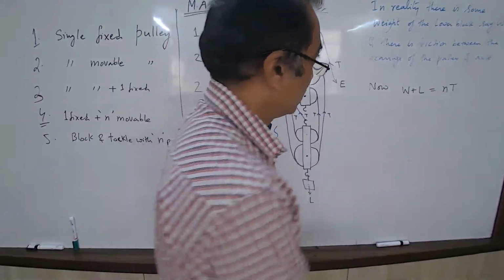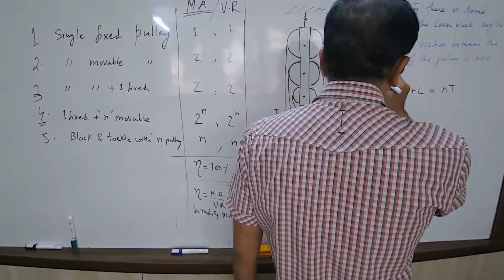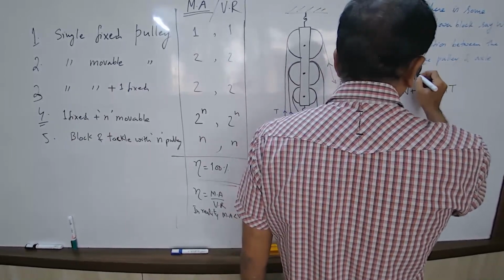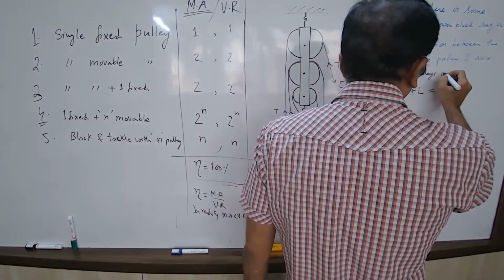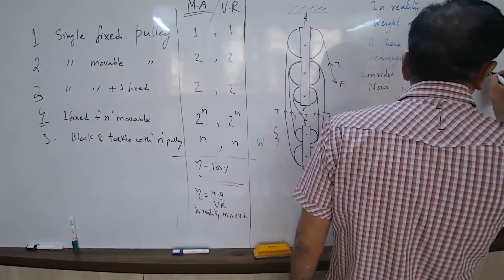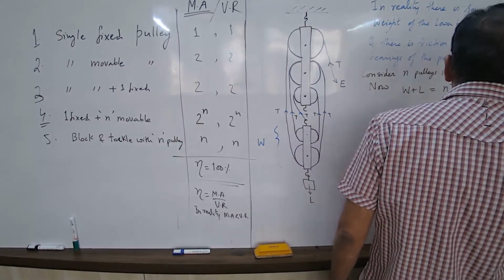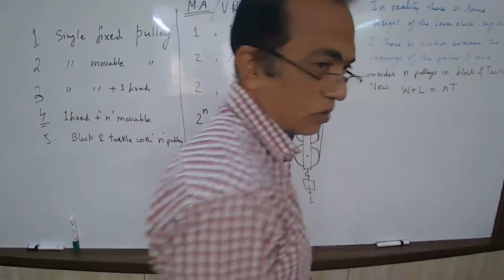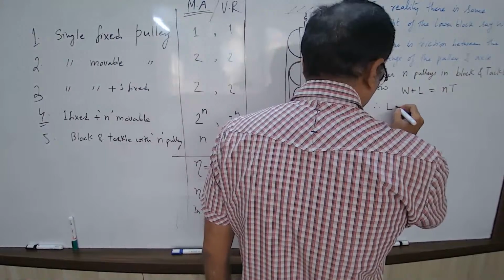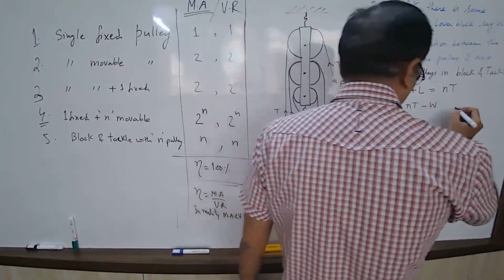Got it? So considering N pulleys in block and tackle system, W plus L is equal to NT. So therefore L is equal to NT minus W. This is our equation 1.